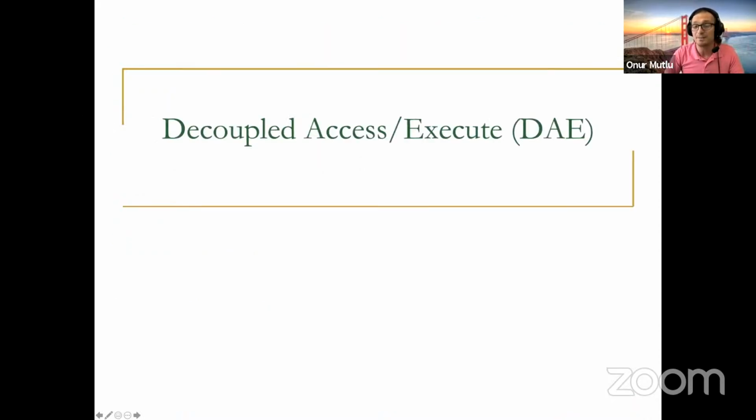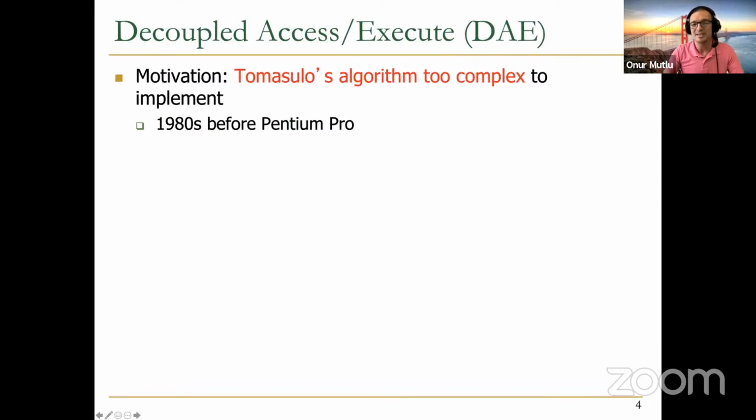So the basic idea of decoupled access and execute is actually very simple. But before we go into the basic idea, let's talk about the motivation. The motivation was that Tomasulo's algorithm is too complex to implement. Basically, this was the 1980s, before Pentium Pro. Nobody implemented it, and people suggested that we don't want this much complexity in the systems. Actually, VLIW can be positioned in a similar way also, right? Because VLIW clearly has a very different philosophy than out-of-order execution and Tomasulo's algorithm. DAE has a very similar philosophy, but it doesn't go all the way into making the hardware extremely simple. We're going to see that it changes the hardware.